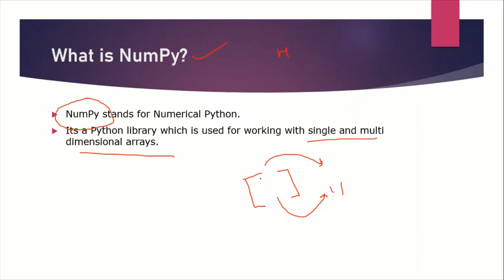Let's take another example. Let's say this is matrix 1 and this is matrix 2, and you want to multiply these two matrices. For that also we have an inbuilt function in NumPy. You just need to call that inbuilt function and it will give the result in seconds. So you can imagine how powerful this library is.